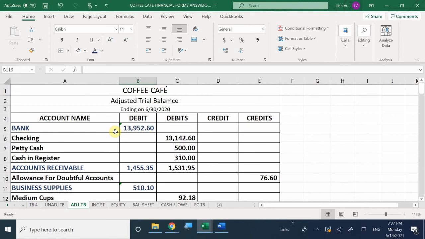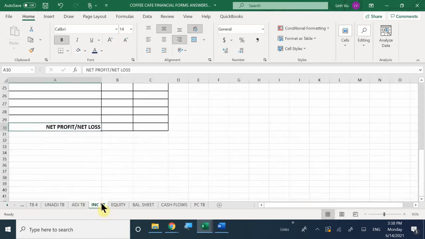Now for the financial forms, you're going to need your adjusted trial balance as well as your unadjusted trial balance. But the unadjusted trial balance won't be needed until you compute your statement of cash flows, okay? We're going to go through one at a time. So again, we're primarily using the unadjusted and the adjusted trial balance. For now, just the adjusted trial balance to solve for our income statement, okay?